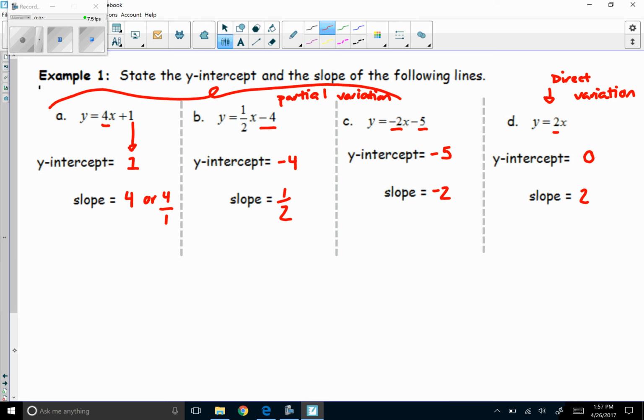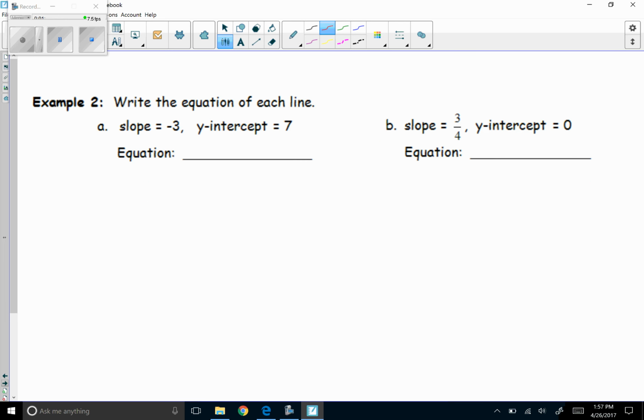So if I look at the next couple, you can always hit pause if you need to copy. Write an equation on the line. The equation is y equals the slope goes beside the x, -3x, and that's the y-intercept. Here it's y equals 3 over 4x, and there's no y-intercept, so I just leave it blank.